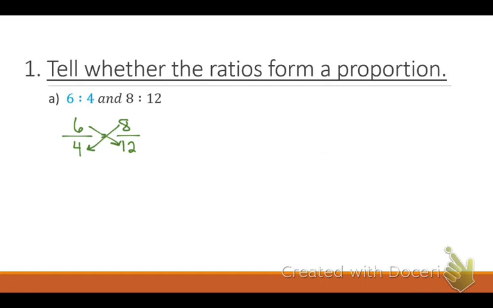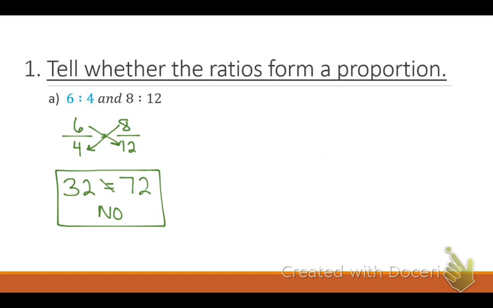What is 8 times 4? 32. And what is 6 times 12? 72. Do those two numbers equal each other? No. 32 does not equal 72. And it's really that easy. I just say no. Now, notice also I put the line through the equal sign. That's just showing it does not equal. We're going to do a bunch of these.